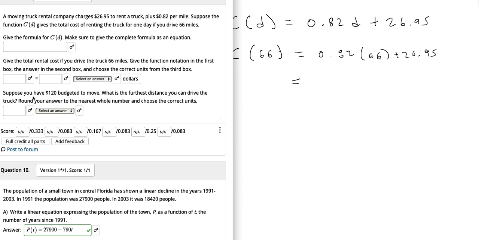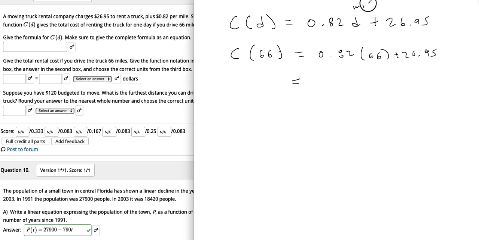And then lastly, suppose you have $120 budgeted for the move. What is the furthest distance you can drive the truck? So now this time, remember, we're putting in miles right here, and we're getting out dollars on this side. So here when we put in miles, the 66 was the total number of miles, so that went in for the distance. Here they're giving us the 120.